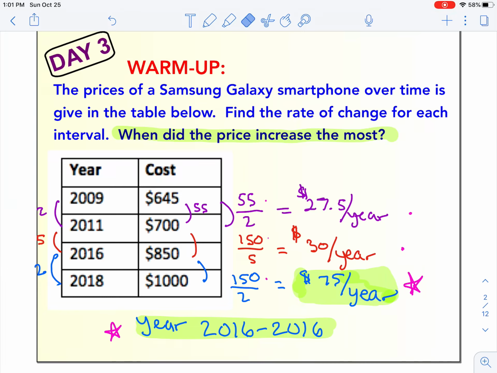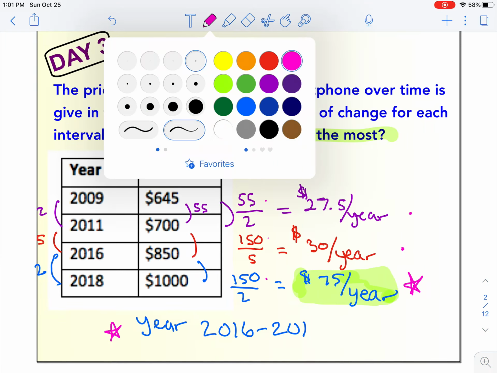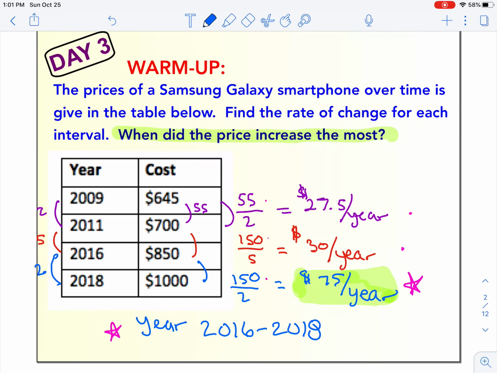This is a mistake right here. Whoops, this should be 2018. And that is our time interval, in years, where the price increased the most per year.